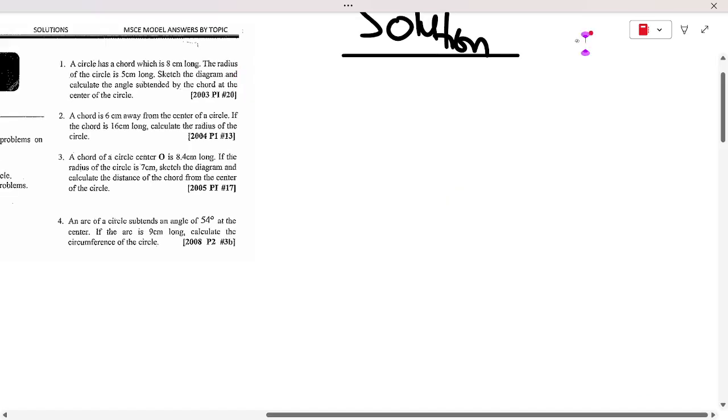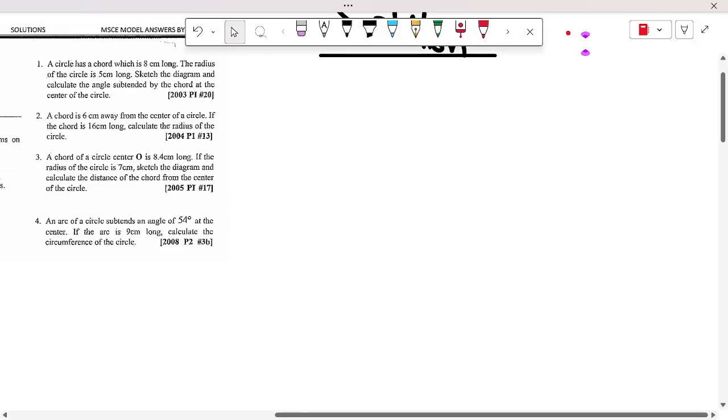Right, so let us see question number 3. They are saying that a chord of a circle with center O is 8 centimeters long. If the radius of the circle is 7 centimeters, sketch the diagram and calculate the distance of the chord from the center of the circle. So you do the same thing.